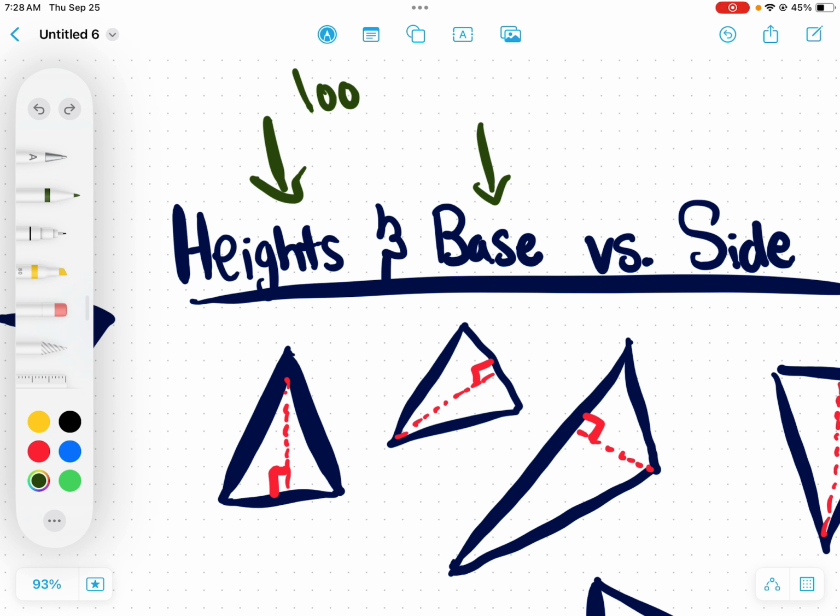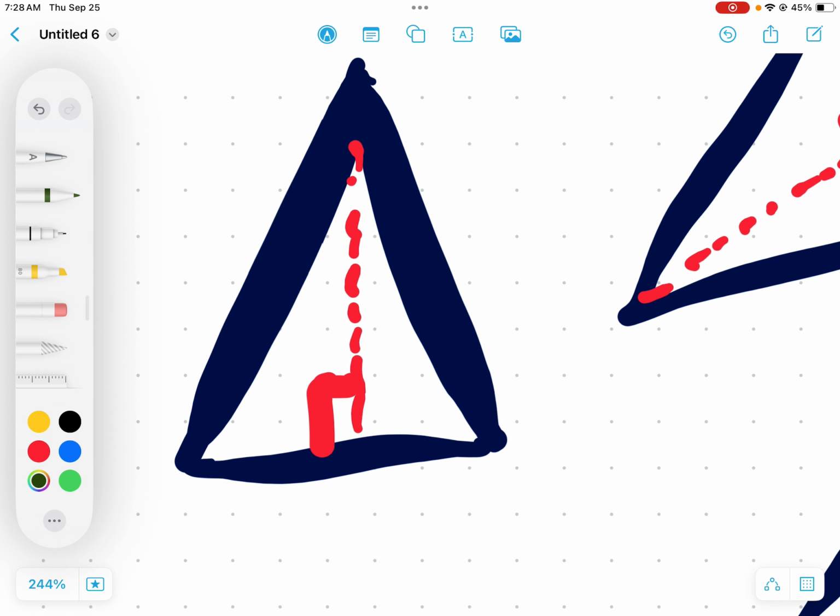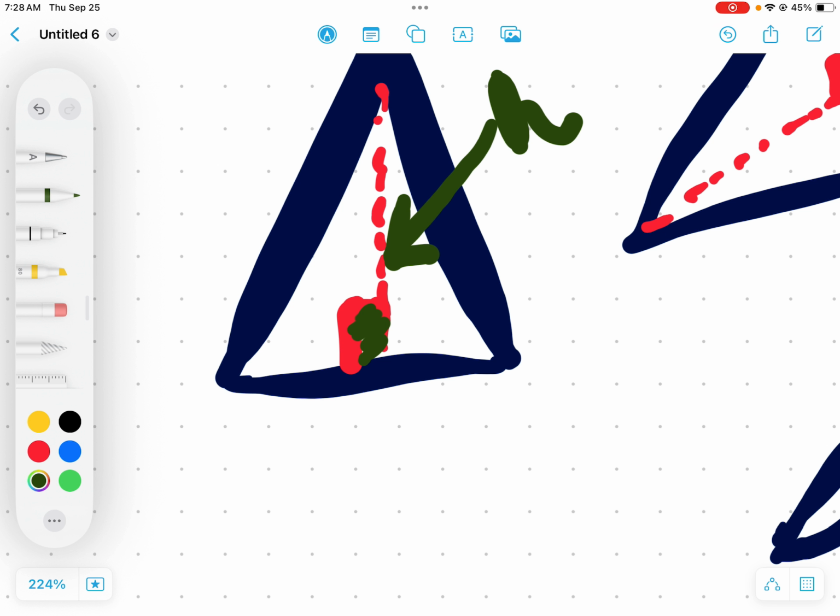Okay, so we need to look for the box, okay? Look for that right angle. If we're looking at this triangle right here, I have my right angle right here. That means this line right here is going to be my height, and this bottom that the right angle is touching is the base.